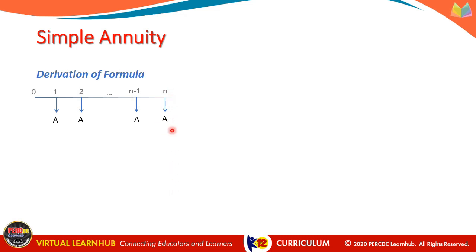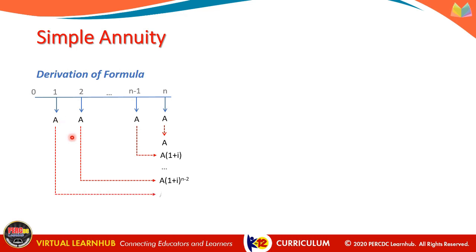This payment made at period N is just A. This payment made at period N minus 1 will be A times 1 plus I, right? Between N minus 1 and N, we have only one interval. And so on until we consider this one. In the future, this will become A times 1 plus I raised to N minus 2. And if we consider this first payment or deposit, in the future, it will become A times 1 plus I raised to N minus 1.